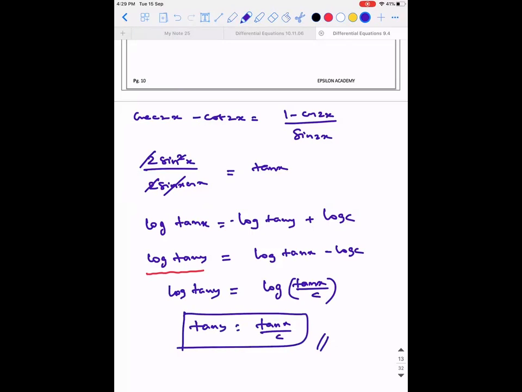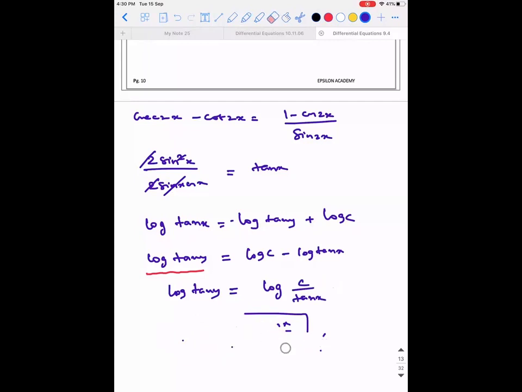Sir, it's log c minus log tan x. Oh, minus log tan x, right? Yeah, log c, so it'll be minus. That's right. Log c minus log tan x. So you will get c divided by tan x, correct? Then you will have tan x into tan y is equal to a constant. Is that the answer they have given? Yes, sir. Okay. So tan x into tan y is equal to a constant. This is the required general solution.